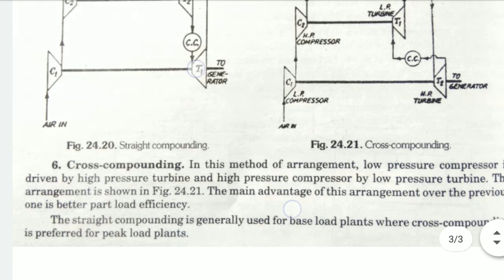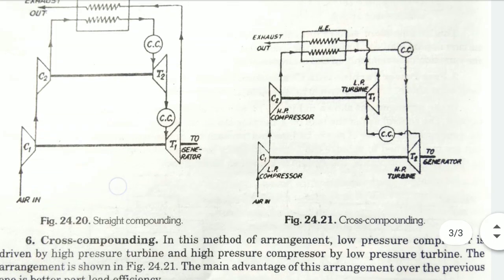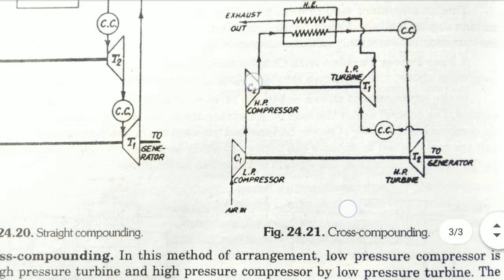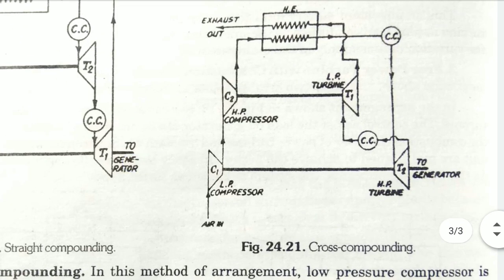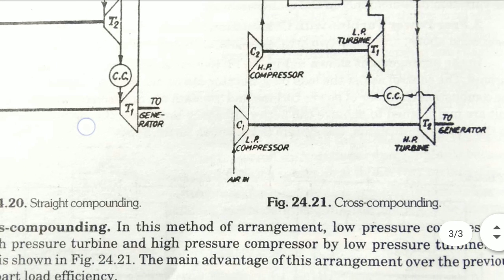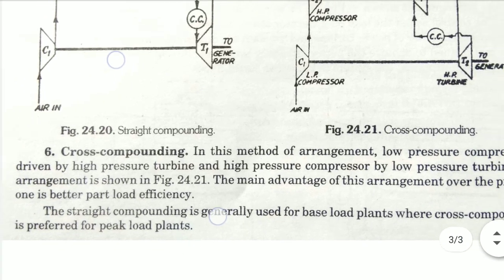Next one is your cross compounding. So this is your cross compounding, where we can see that the air coming from the first combustion chamber goes directly first to the T2 turbine, that is the power turbine, and then it comes out from the turbine and is expanded in the T1 turbine by passing through the combustion chamber.